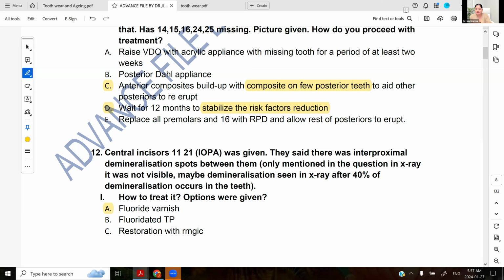And always stabilize the worn teeth first and then replace the missing ones with the final established occlusion. That's why E is also not correct. Understood? Everyone gets it?